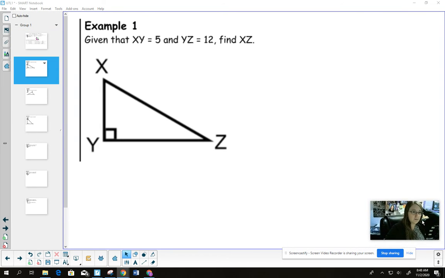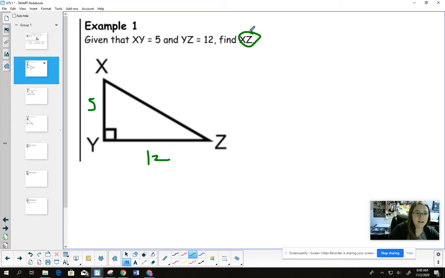Now let's start off doing some Pythagorean theorem questions. What Pythagorean theorem allows us to do is, if we know any two sides of a right triangle, we can find the third. So XY is 5 and YZ is 12. We want to find XZ. We can use Pythagorean theorem to do this because it's a right triangle.